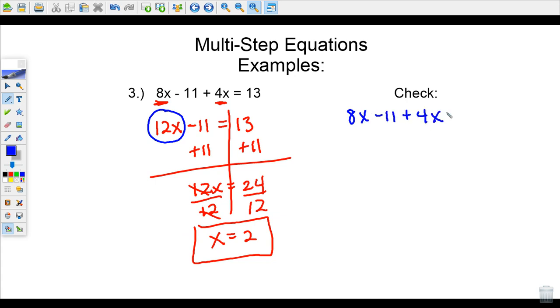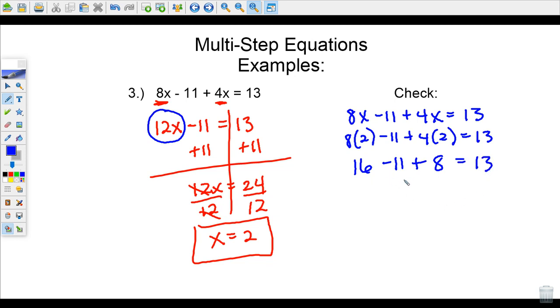Copy the original equation. So I'm going to copy the one before I even combine like terms. So that means when I plug in my 2, I'm putting it here and I'm putting it here. So this is 8 times 2 minus 11 plus 4 times 2 equals 13. Wherever an x is, I put a 2. Now let's evaluate. 8 times 2 is 16. Copy down minus 11. 4 times 2 is 8, so plus 8.